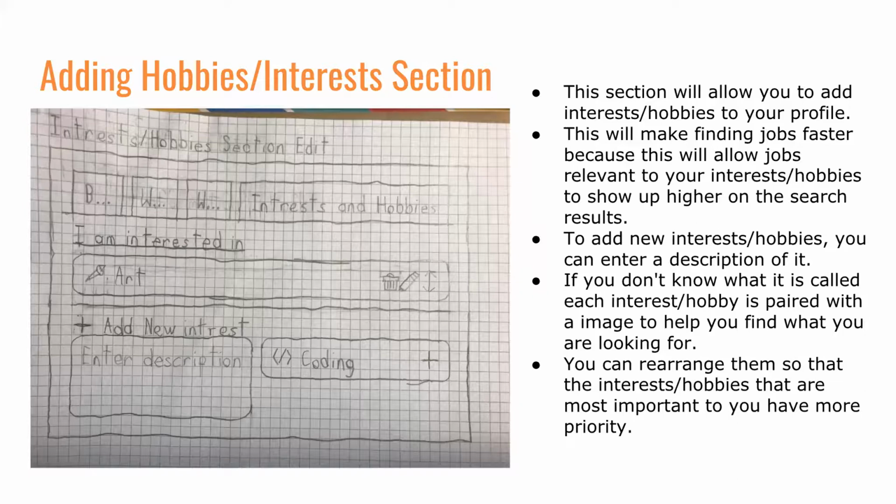And to add new interests/hobbies, you can enter a description of it. And if you don't know what it is called, each interest/hobby is paired with an image to help you find what you are looking for. You can rearrange them so that the interests/hobbies that are most important to you have more priority.